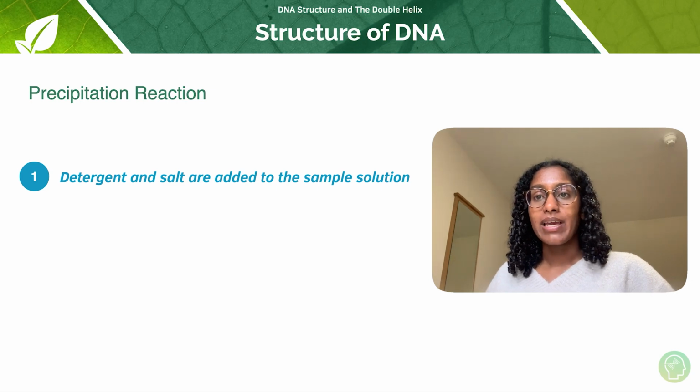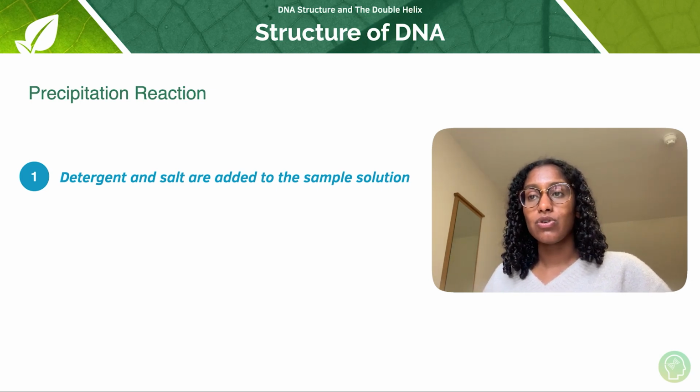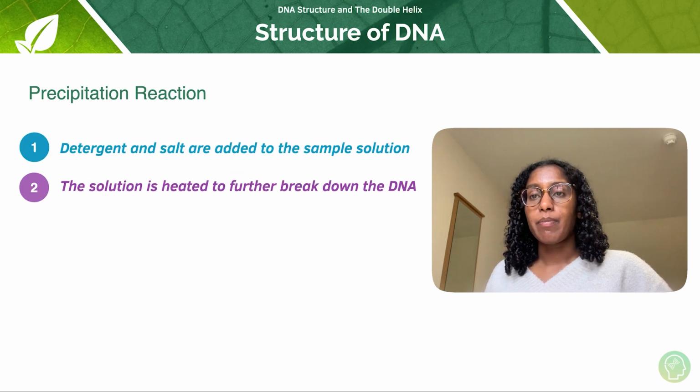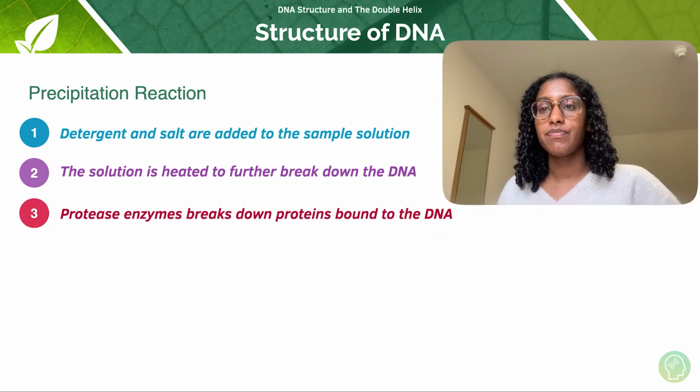So first of all, we add detergent and salt to the sample solution. The detergent breaks down the lipid membranes in the sample, and the salt neutralizes the charge in the DNA's phosphate backbone. The solution is then heated to further break down the DNA, so the high heat denatures enzymes in the cells as well as breaking down the DNA further.